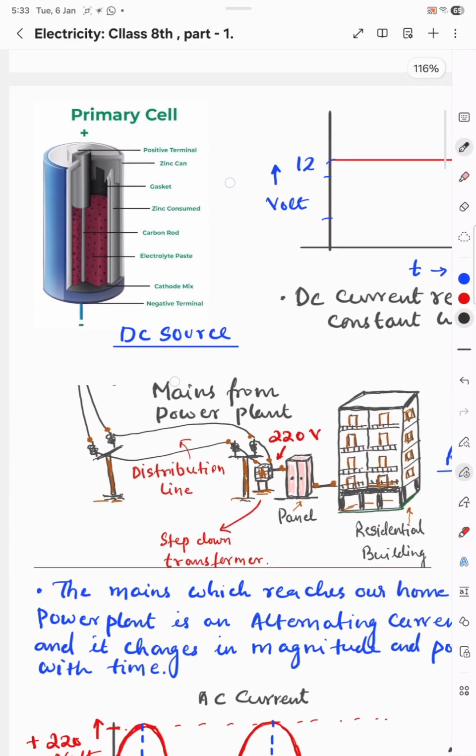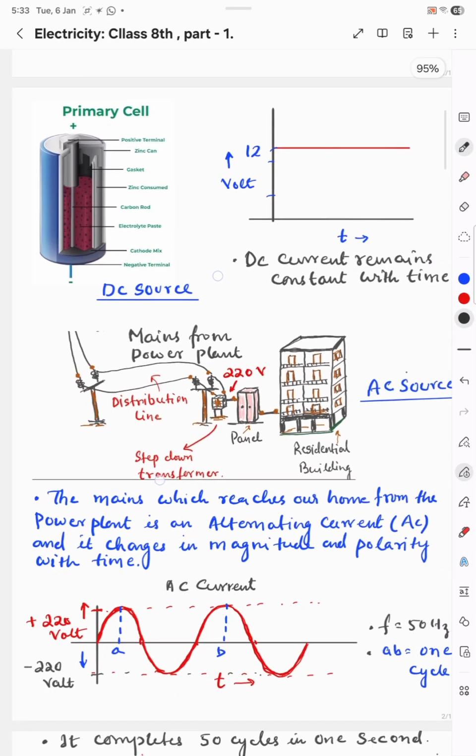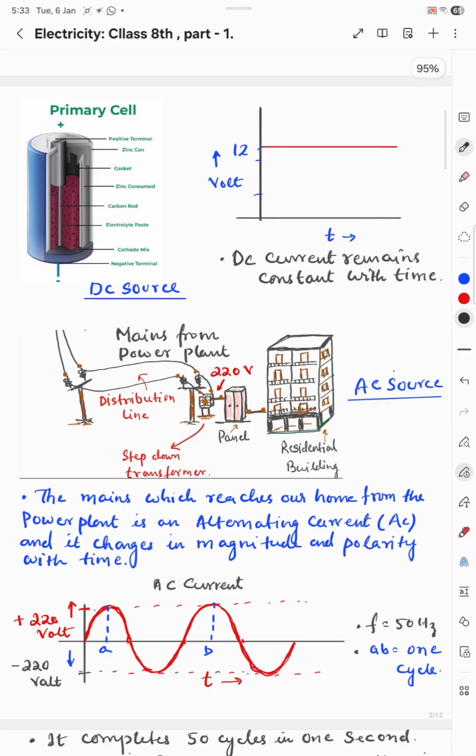Okay. Now this cell gives us a DC current. So DC current is a current which remains constant with time. Since the potential difference across the two terminals of the battery is constant, it also generates a constant current. So either we have a 12 volt battery or a 5 volt battery or a 24 volt battery, it gives us a constant current with time. And as the chemical or the electrolyte within the battery gets consumed, the battery becomes dead. So we need to replace this battery for the proper functioning of our circuit.